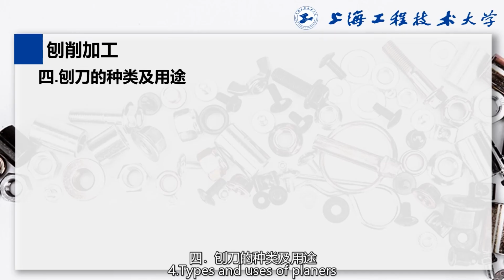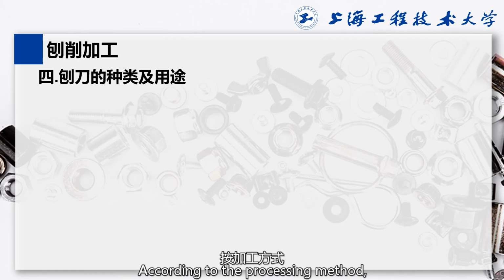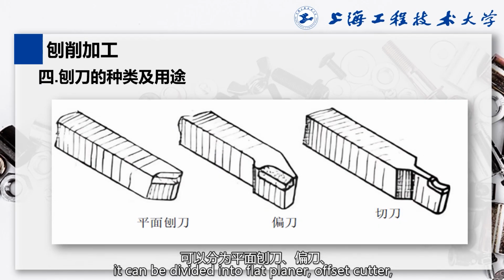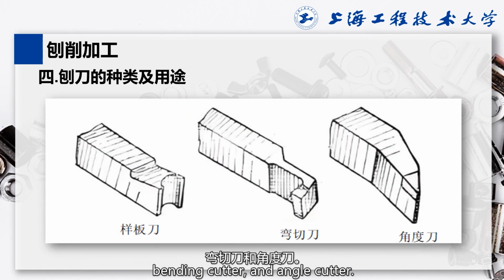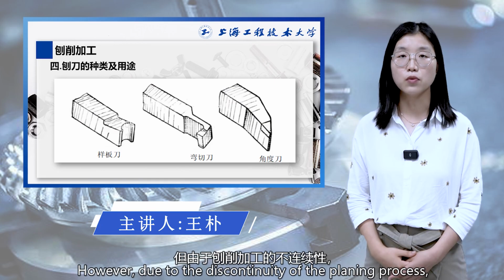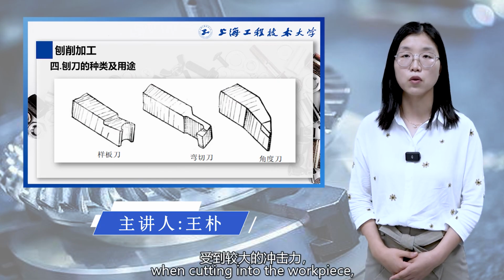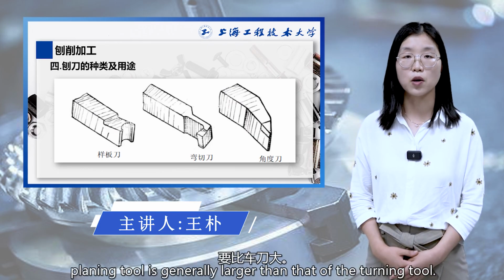Fourth, types and uses of planers. Next, let's learn about the types and uses of planers. According to the processing method, they can be divided into flat planer, offset cutter, cutting cutter, template cutter, blending cutter, and angle cutter. The shape of a planer is similar to that of a turning tool. However, due to the discontinuity of the planing process, the planing tool is subjected to a greater impact force when cutting into the workpiece, so the cross-sectional area of the tool holder of the planing tool is generally larger than that of the turning tool.